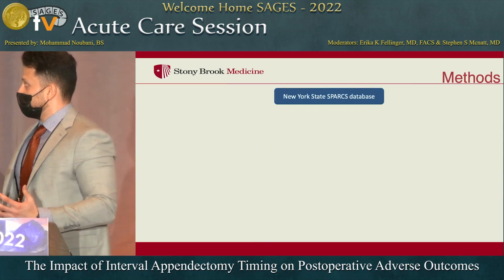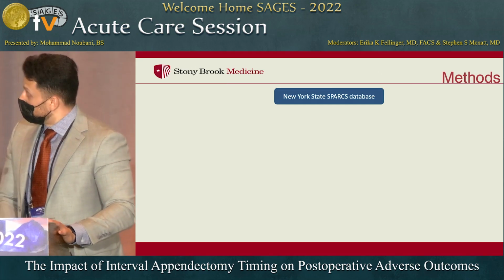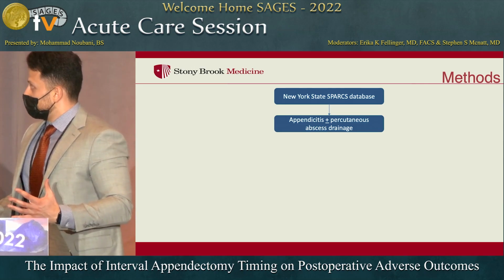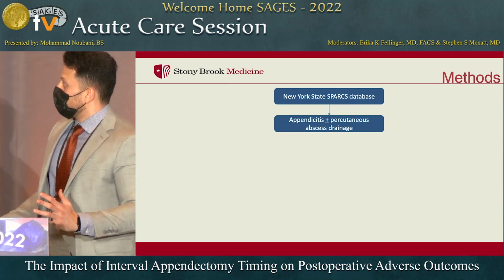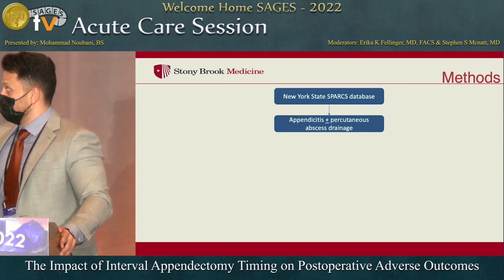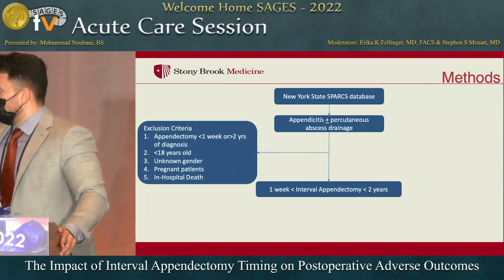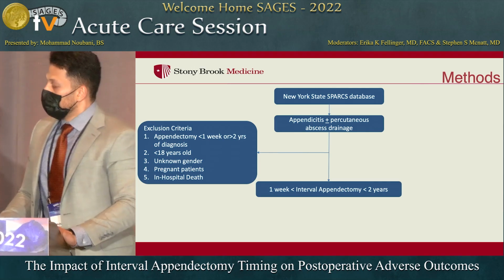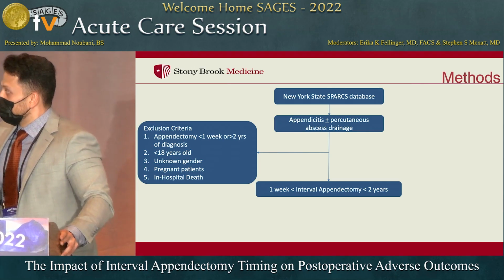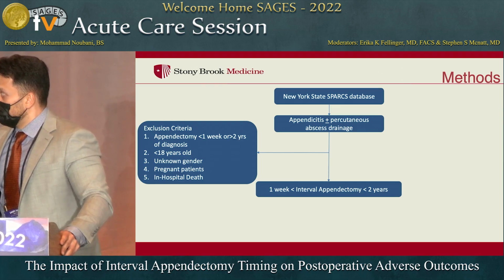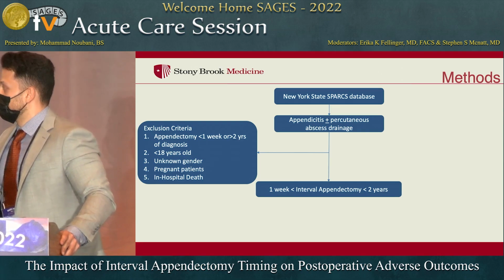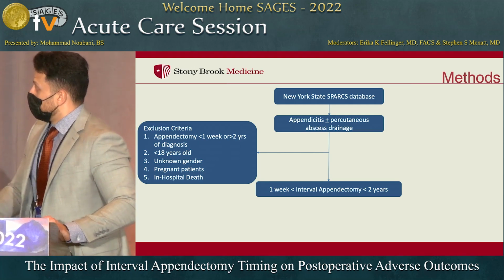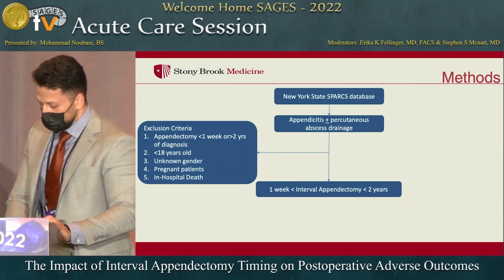So we conducted our study using the New York State SPARCS database. And we used all the billing codes, whether ICD-9, ICD-10, or CPT codes, to identify the patients with appendicitis. We excluded all the patients with appendectomy in less than 1 week or more than 2 years. We also excluded patients who were less than 18 years old, those of unknown gender, those who were pregnant, and those who died in the hospital. And finally, we got to our patients with interval appendectomy.